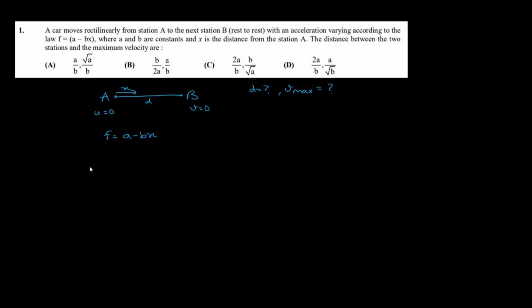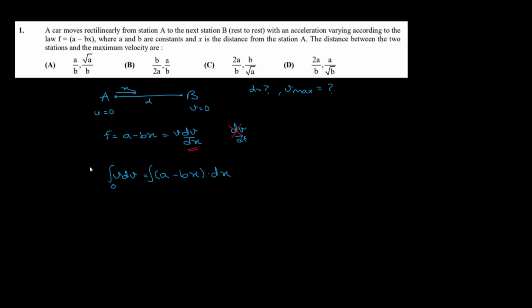We will write this acceleration as v dv by dx. Why v dv by dx and not dv by dt? Because this acceleration is varying according to x. So that's why we will write v dv by dx. Perfect. So let's integrate this: v dv is equal to a minus bx into dx.